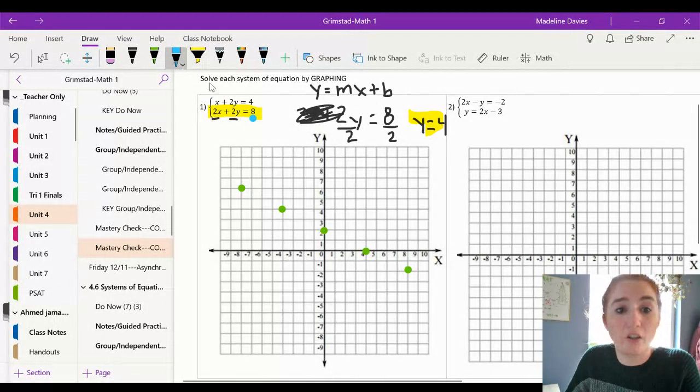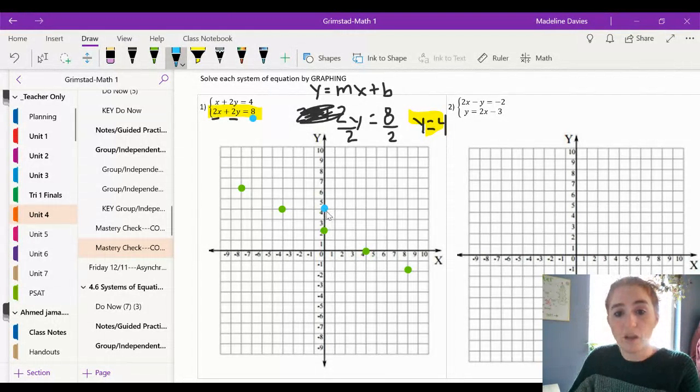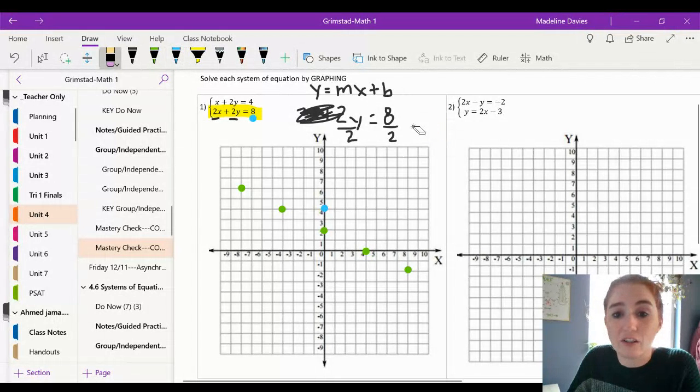And I'm on a new line, so I'm grabbing a new color. I go up to 4 on the y-axis, and I put a little dot there. But I gotta figure out my x-intercept now.